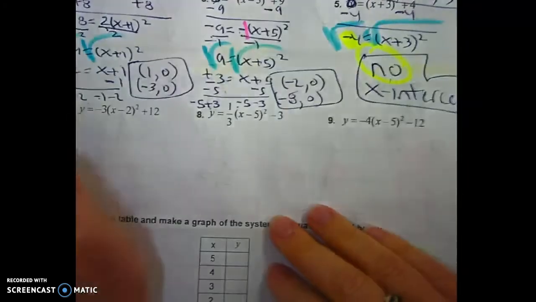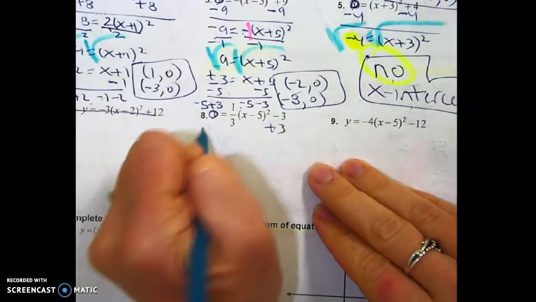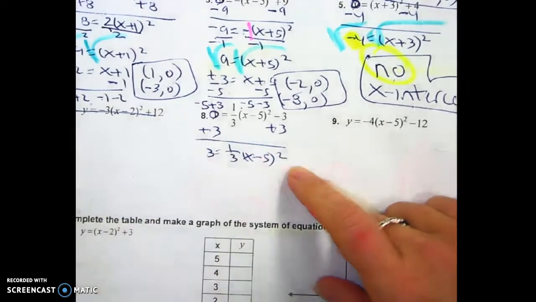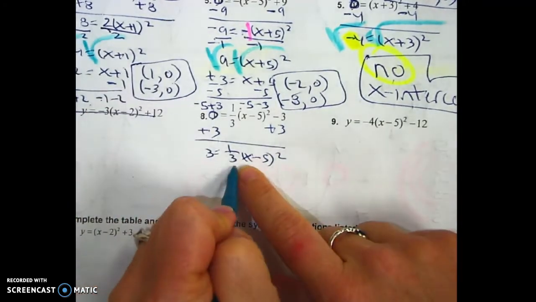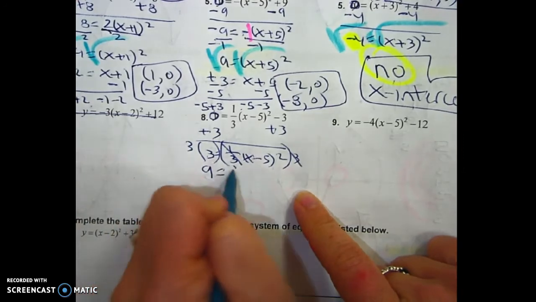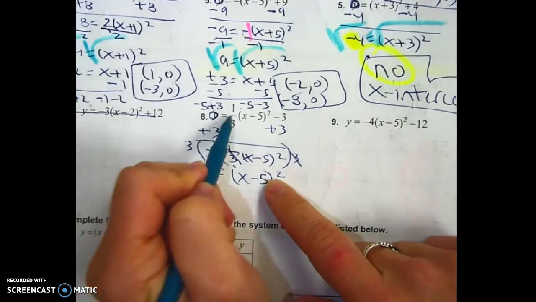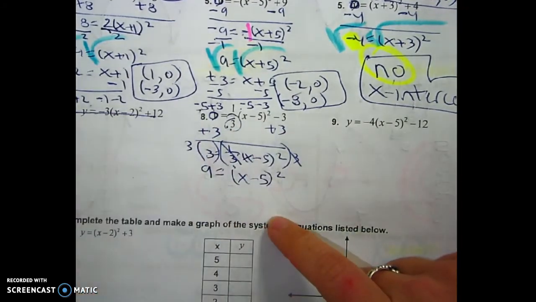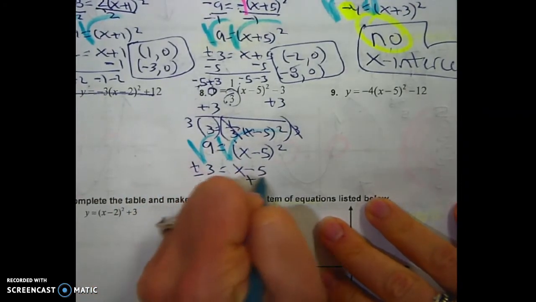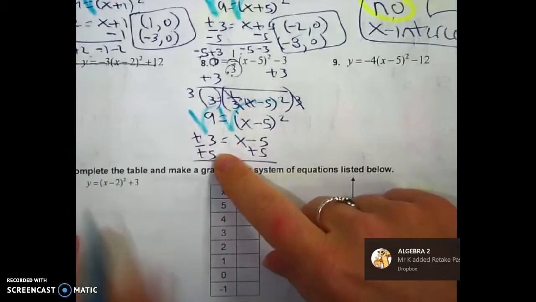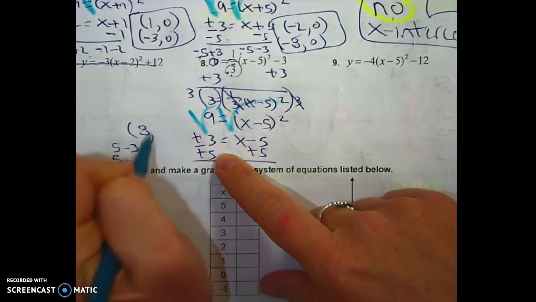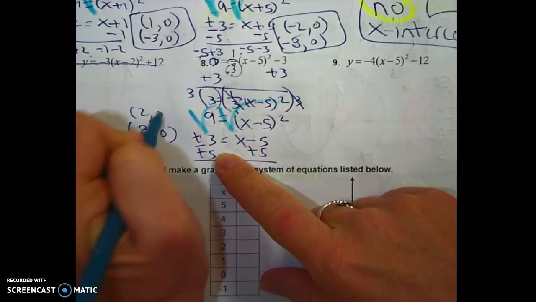Okay, I want to jump to number 8. Set it equal to 0, plus 3, plus 3. 3 equals 1/3 times x minus 5 squared. Since this is a fraction and it's dividing by 3, the opposite is multiplying by 3. So 9 equals x minus 5 squared. Careful with that one. It's a fraction. Divide means you're going to do the opposite, which is multiply. Square root. Plus or minus 3 equals x minus 5, plus 5. My two options as answers are 5 plus 3 and 5 minus 3. 5 plus 3 is 8. 5 minus 3 is 2. Okay.